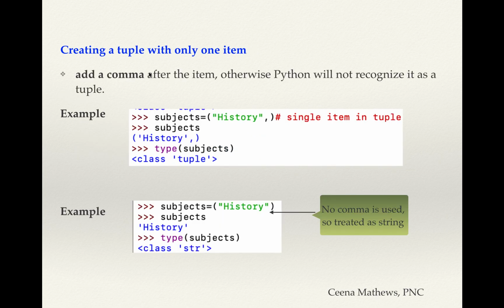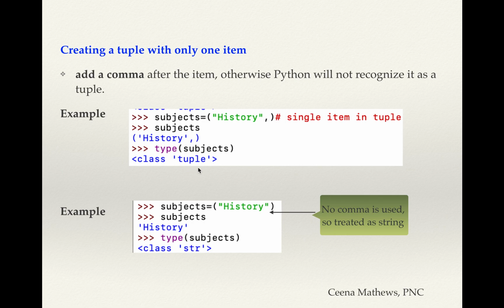If a tuple is created with only one item, then add a comma after the item. Otherwise, Python will not recognize it as a tuple. It will recognize it as a string if you don't add a comma after the item. As in this first example, subjects includes only one item in the tuple, so I have included a comma to specify that it is a tuple. When I display subjects, it displays history with a comma within round brackets, which means it is a tuple. And if you give type of to know the type of the object created, it displays it as class tuple.